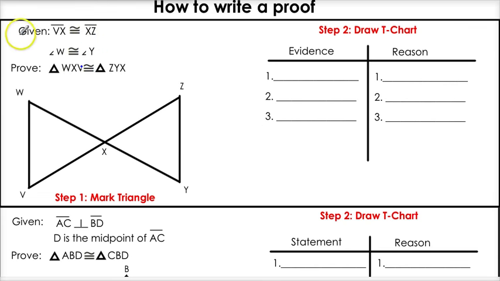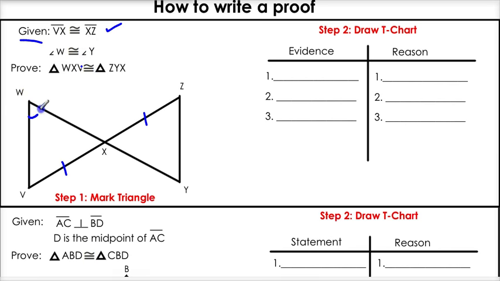So the first thing you do is you take your given information and you mark whatever they give you. Given, we know that VX is congruent to XZ. That's given to us. And this is just following step one, marking our triangle. Step two, the second thing we know is that angle W is congruent to angle Y.